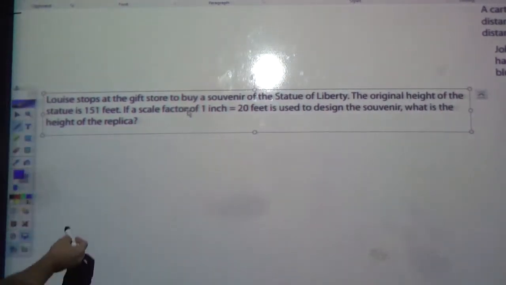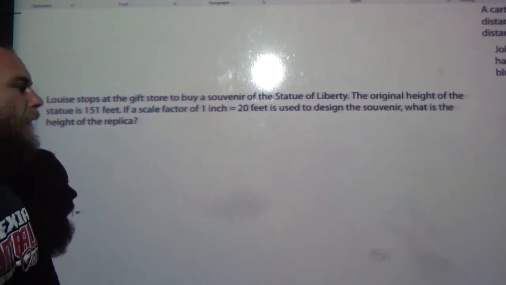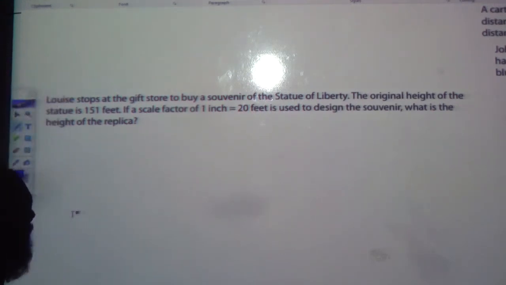All right. It says Louise stops at the gift store to buy a souvenir of the Statue of Liberty. The original height of the statue is 151 feet. If a scale factor of 1 inch to 20 feet is used to design the souvenir, what is the height of the replica?